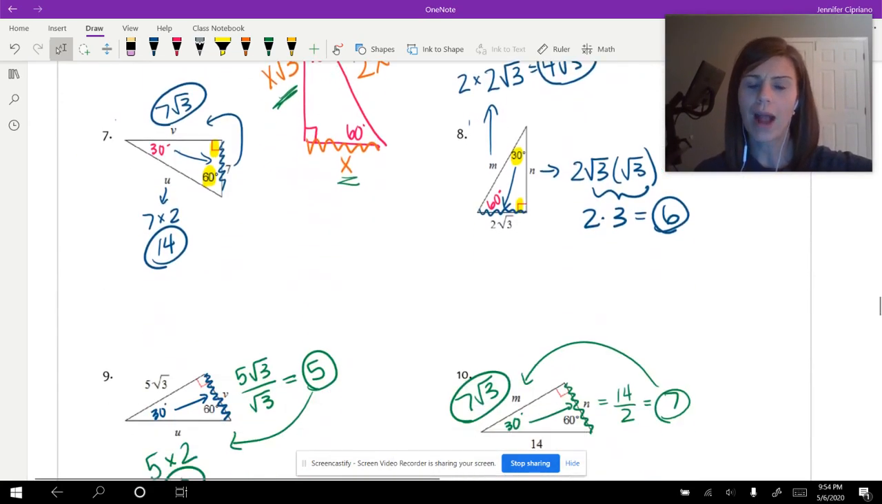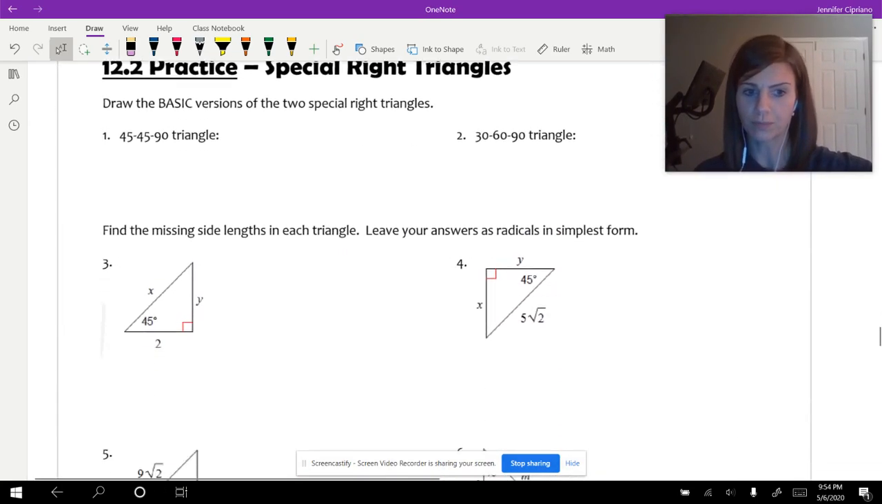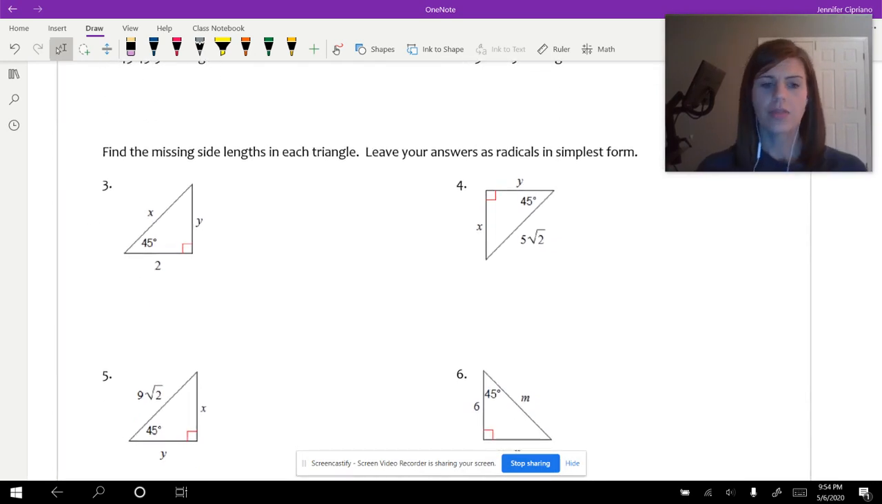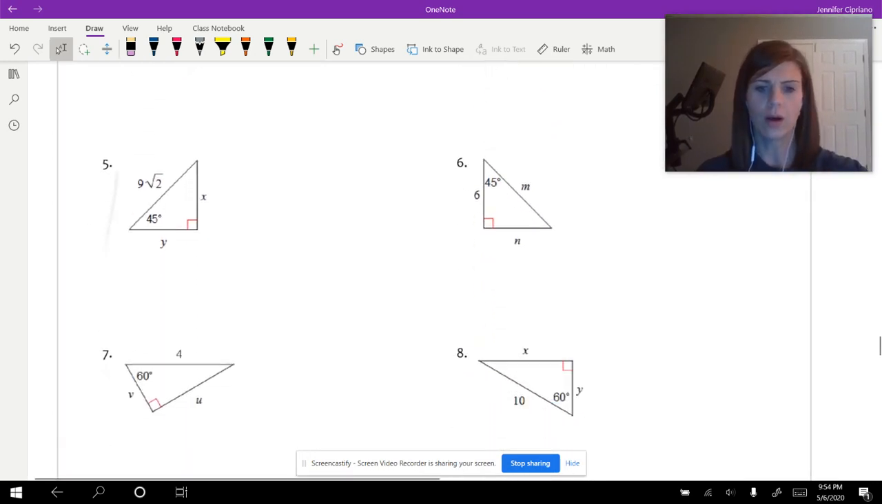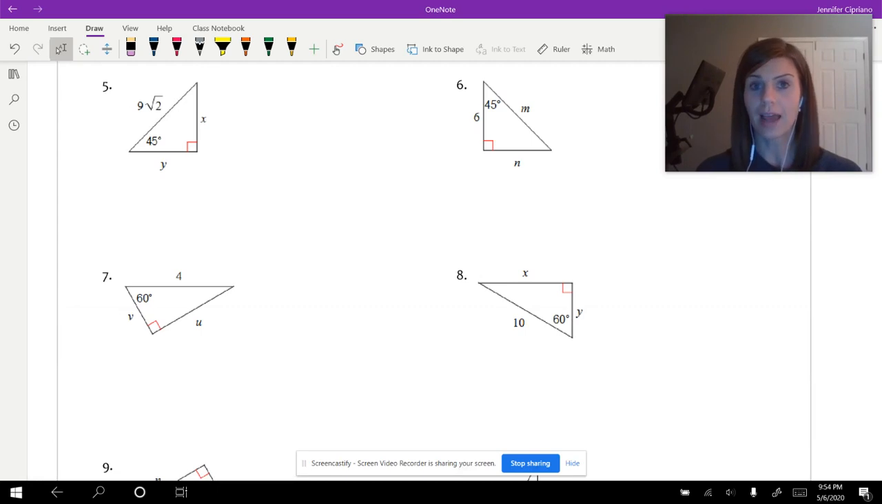When you're doing your practice for this section though, the first thing that you have to identify is what type of triangle it is. So in your notes, we did all of the 45, 45, 90 together, and we did all of the 30, 60, 90 together. But in reality, these types of problems are going to be all mixed up. So make sure that you identify which special triangle it is before you move on to applying the properties for it.